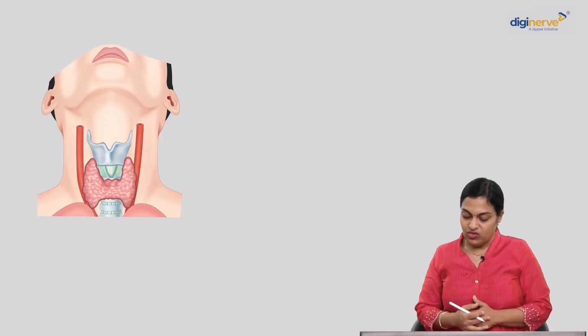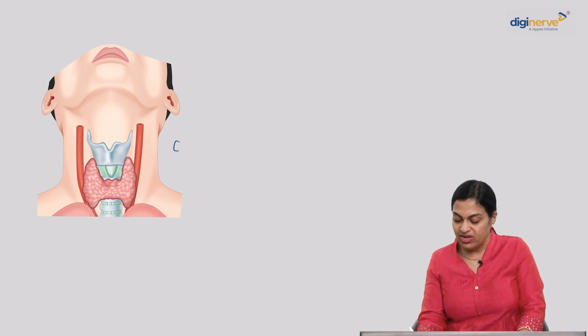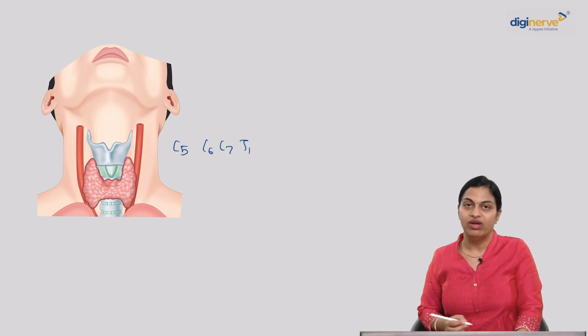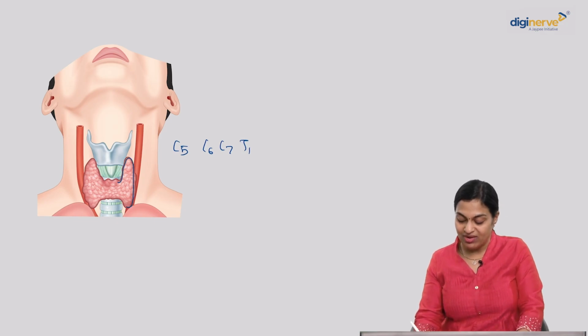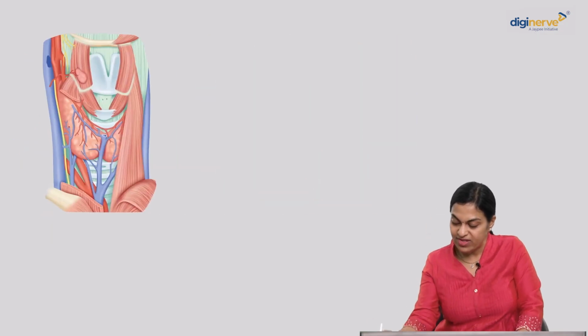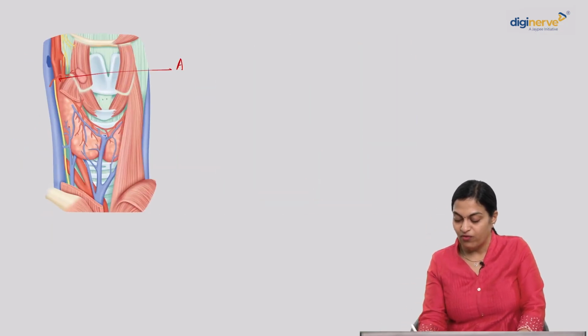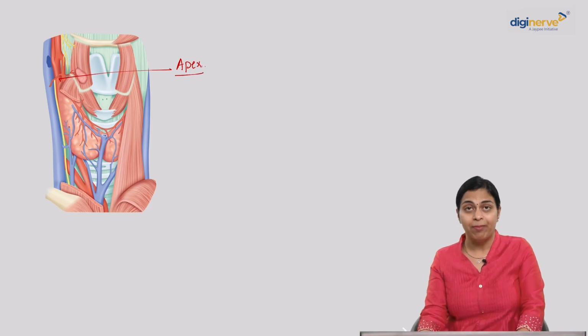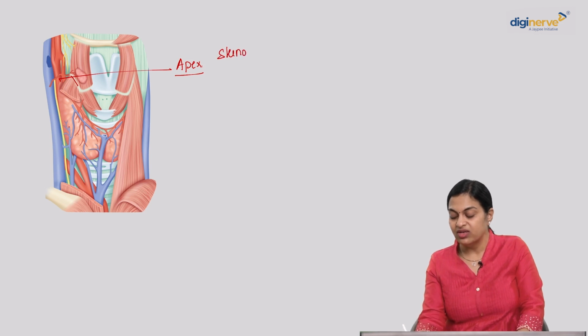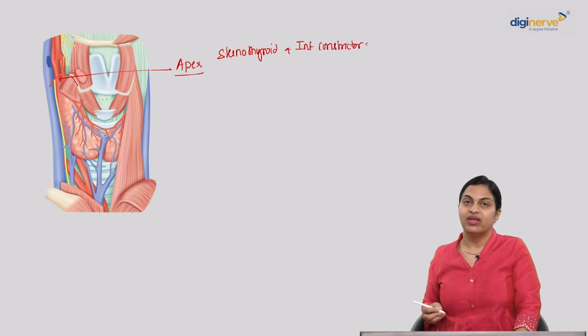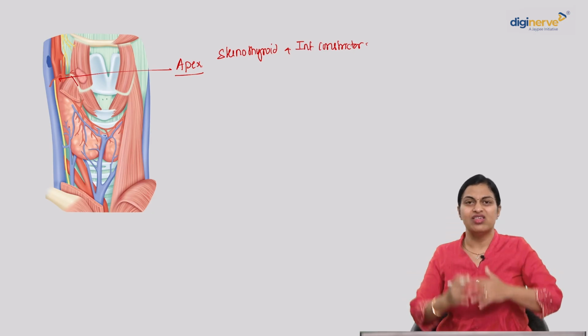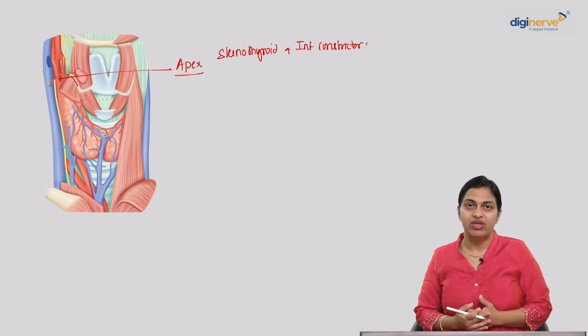Okay. So the thyroid gland is located opposite C5, C6, C7 and T1 vertebra. It has two lateral lobes connected by the isthmus, right? Let us go into the key points. So this is the apex of the thyroid gland. This apex is sandwiched between two muscles. The one that you see here is the sternothyroid, and more medially we have the inferior constrictor. Why am I telling us this? Because any upward extension is not possible because it is sandwiched between these two muscles.